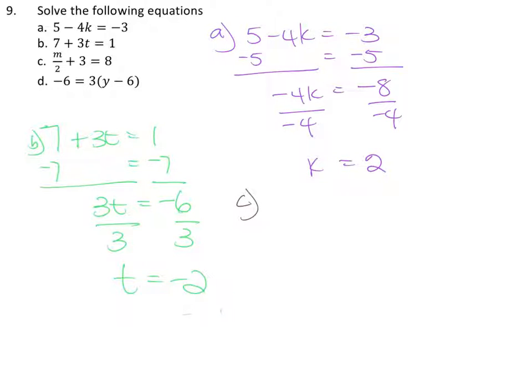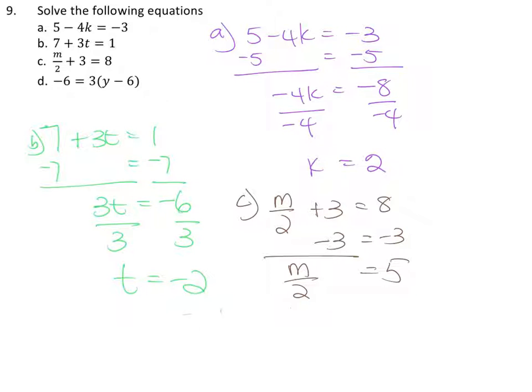9c. M over 2 plus 3 is equal to 8. So we minus 3 from both sides, and we'll get that m over 2 is equal to 5. Then we multiply both sides by 2, and we'll get that m is equal to 10.